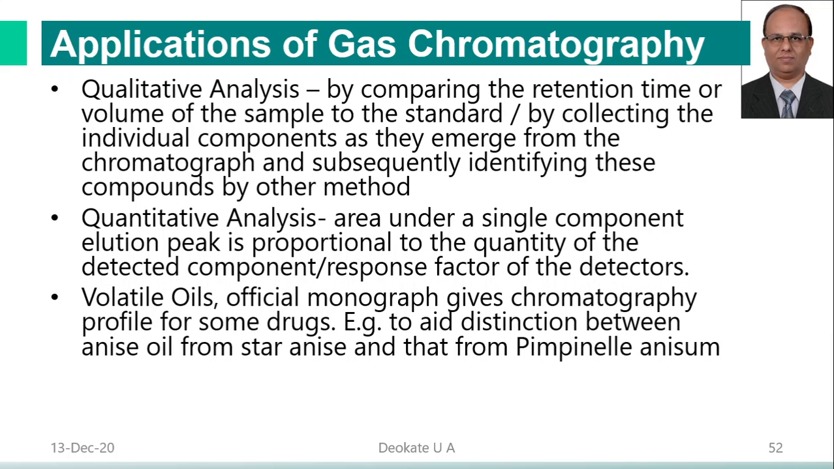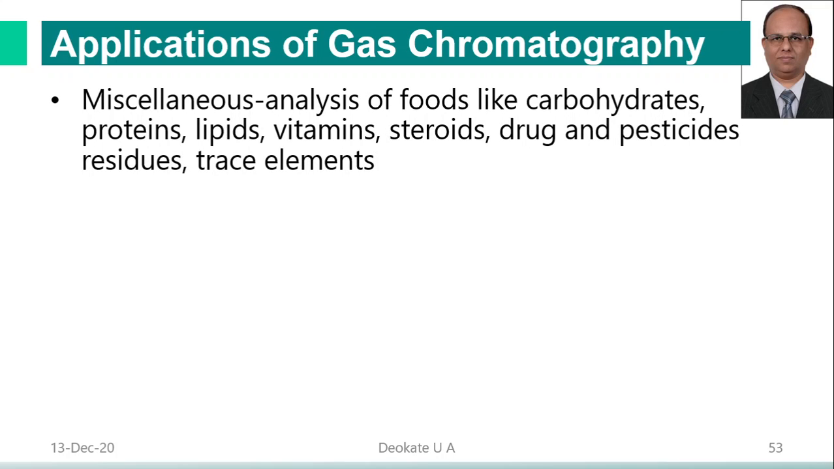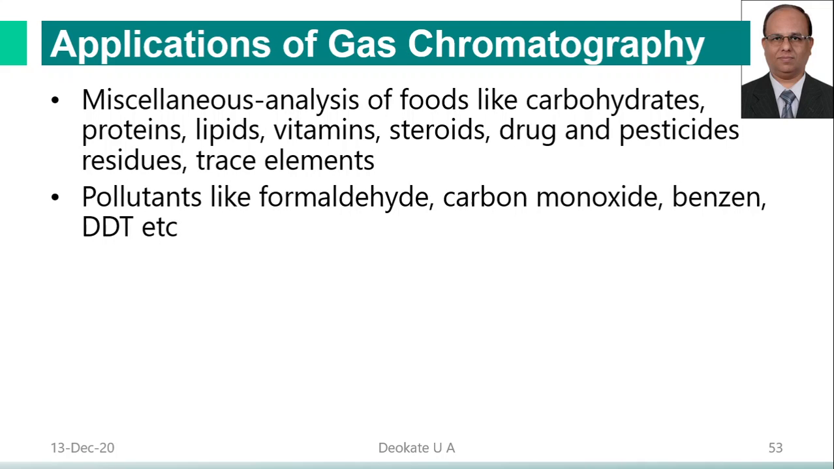Volatile oils in official monographs give chromatographic properties for some drugs. For example, the distinction between anise oil from star anise and that from Pimpinella anisum can be done by using gas chromatography. Gas chromatography is also used for separation of fatty acids derived from fixed oils. The other miscellaneous applications include analysis of food like carbohydrates, proteins, lipids, vitamins, steroids, drugs, and pesticides, pesticide residues, and trace elements.